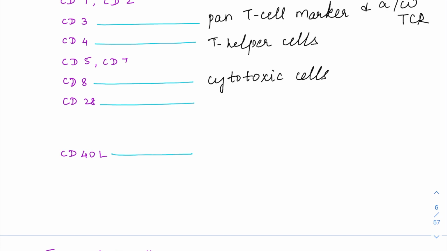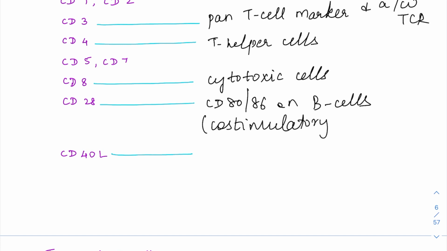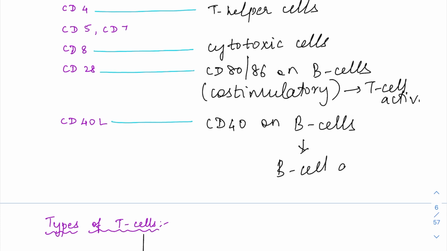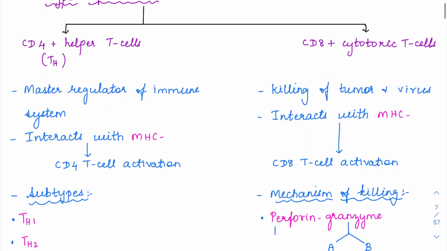Then we have CD28, which is again going to interact with the CD80 and 86, and this is going to be present on the B cells, and this is called the co-stimulatory signal, right? Co-stimulatory signal will result in the activation of T cells. Then again, we saw CD40 ligand is going to be present on the T cells, which is going to interact with the CD40 present on the B cells, and that will result in the B cell activation. So far clear, right?